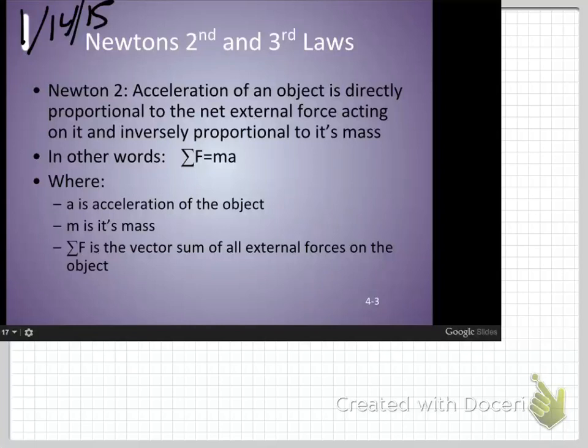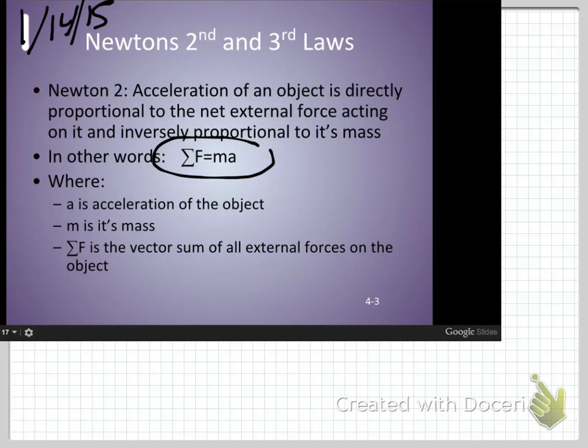Okay, so what Newton's second law says is that acceleration is directly proportional to force and inversely proportional to mass. The bigger the force, the faster it accelerates. The heavier, the bigger the mass, the slower it accelerates with the same force. You know this. Intuitively, you know this. This, however, is the mathematical expression of that.